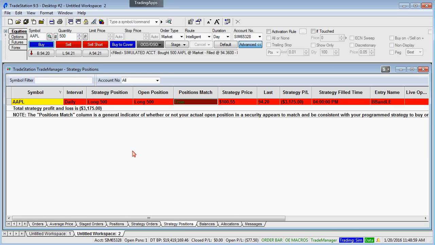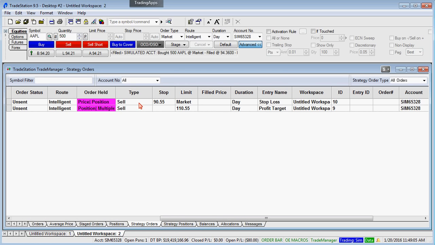Now, Vincent has a question about both orders. I believe he's referring to both orders that I have here in strategy orders, the profit target and the stop loss. The strategy has an engine that calculates how close your orders are to the current market.